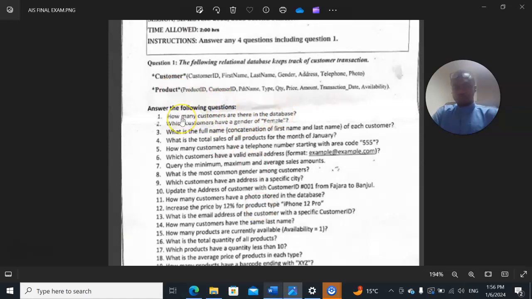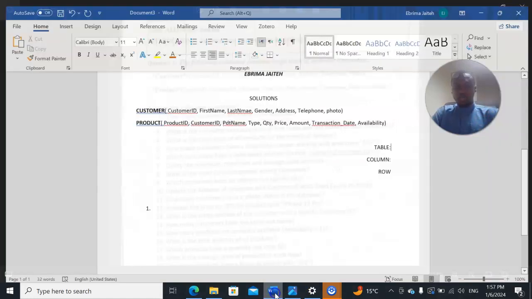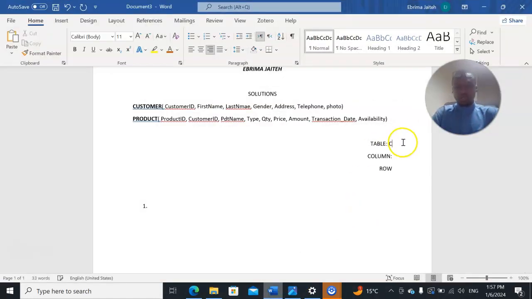So, how many customers are there in the database? Let's identify how many tables are in this question. When I talk about table, I'm talking about whether we have a customer table in this question, or a product table, or a combination of both. If we talk about how many customers, we are talking about the customer table. So we have a table here called Customer, right?